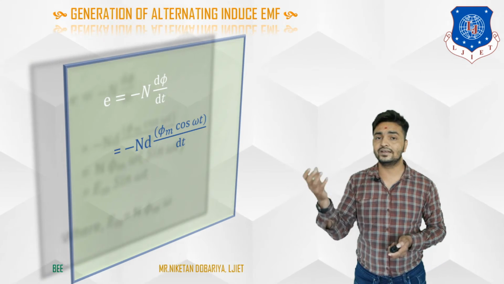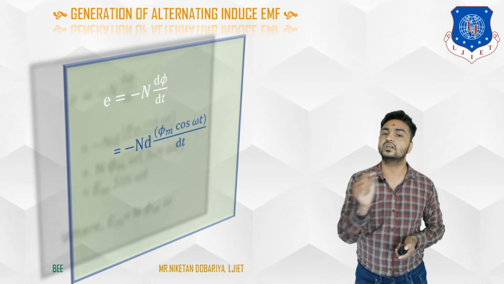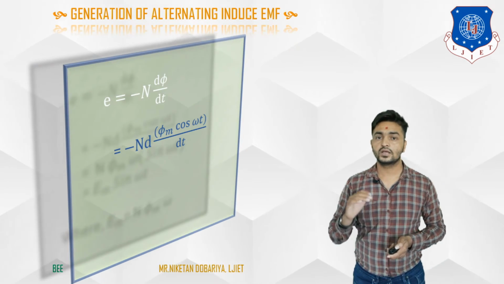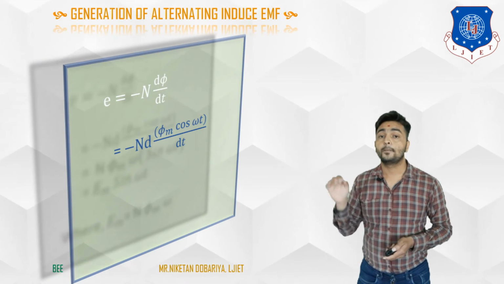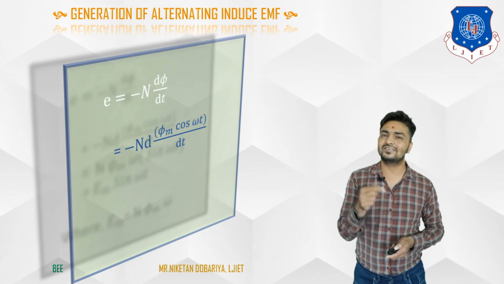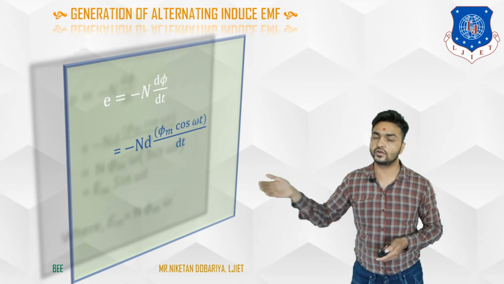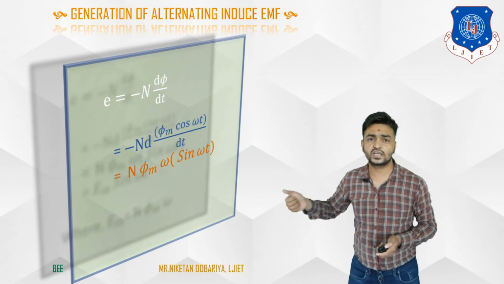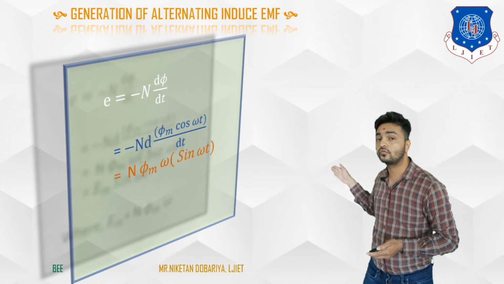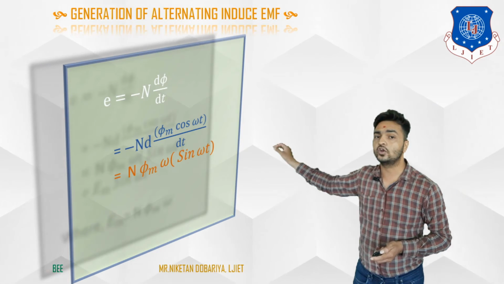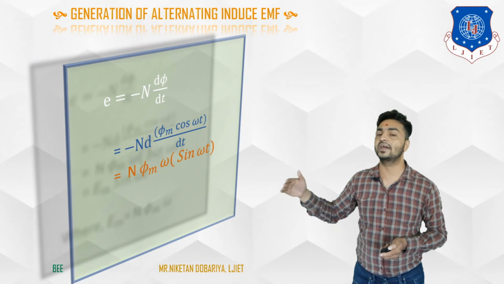So we need to find the derivative of cos omega t with respect to t, and the derivative of cos theta is minus sin theta. That's why we will now have minus sin omega t, but this is with respect to t, so omega will be in multiplication as a constant. So finally we have the equation. Now minus and minus will cancel out, and we will have N phi m omega into sin omega t. Now in this equation we have three constants, that is N, phi m and omega.